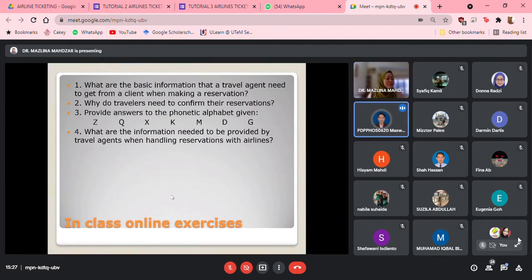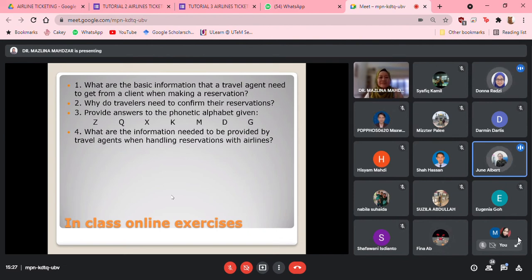Okay, so what are the basic information that a travel agent needs to get from the client when making a reservation? Nama, tarikh, masa, tempat duduk. Flight number, terms of service, ticketing status, number of seats required, age, special request.